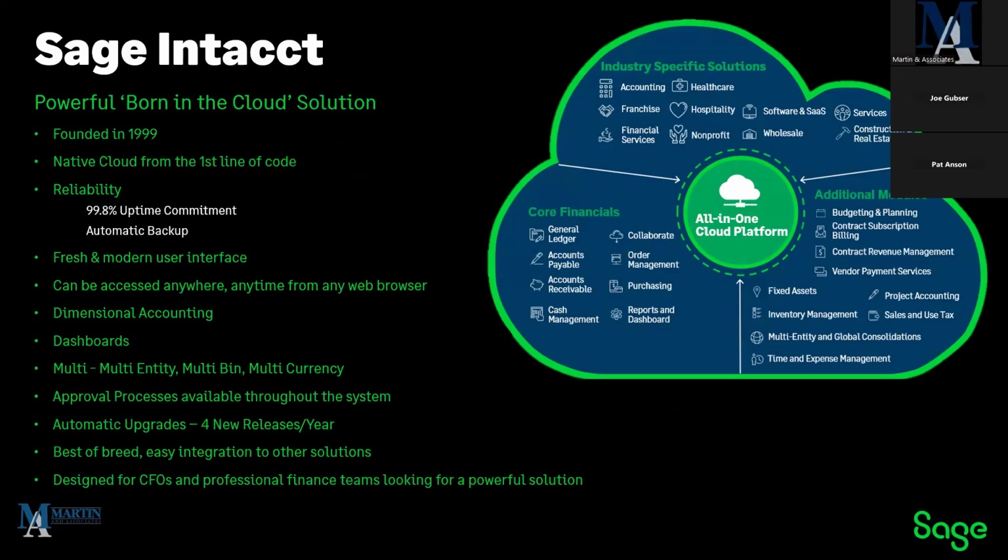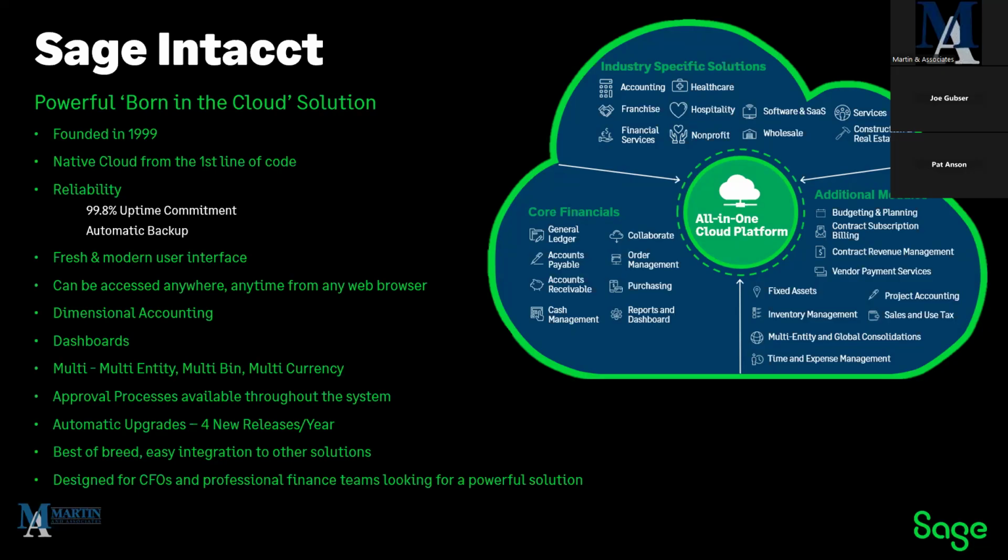A quick introduction here on the Sage Intacct product. Sage Intacct is referred to as a born in the cloud solution. It was founded in 1999, and it has been native cloud from the very first line of code that was written. So this isn't a program they took that was an on-premise program and tried to rewrite it to make it be cloud-based. This was a cloud-based, SaaS-based product from the get-go, from the time it was thought of until where it is today. It's a very reliable product. They have a 99.8% uptime commitment, automatic backups.